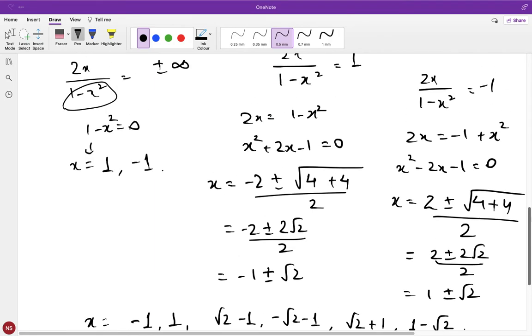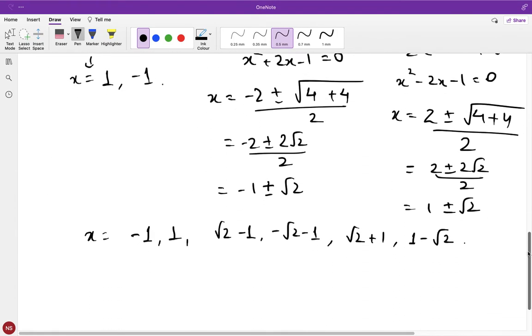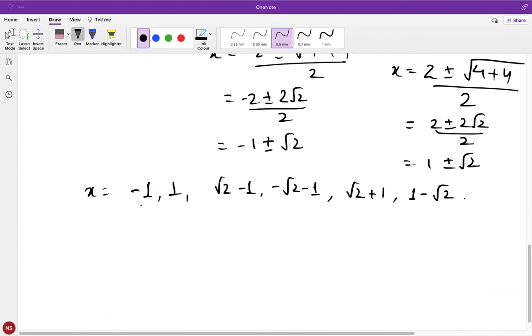Now let us see what the problem states. It states all the values that are greater than or equal to 1. Is this greater than or equal to 1? No. Is this greater than or equal to 1? Yes, this is equal to 1. What is this? We know square root of 2 is 1.41 approximately. So this value is approximately equal to 0.41, so not greater than or equal to 1.